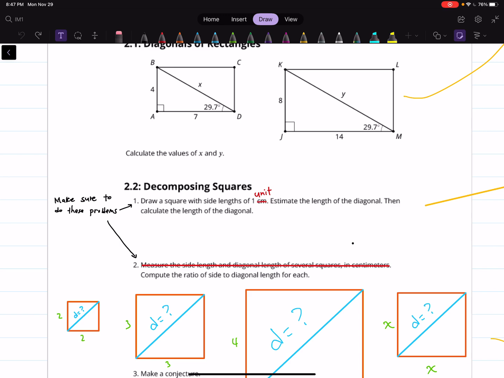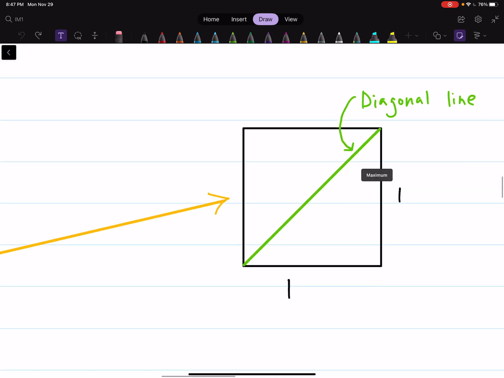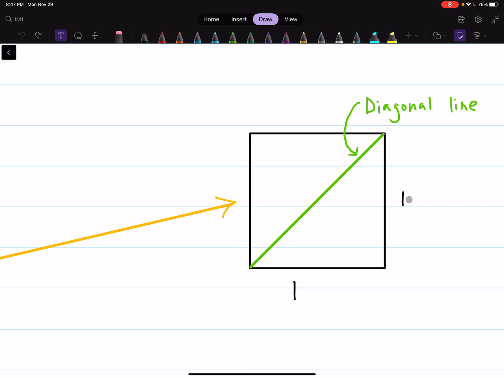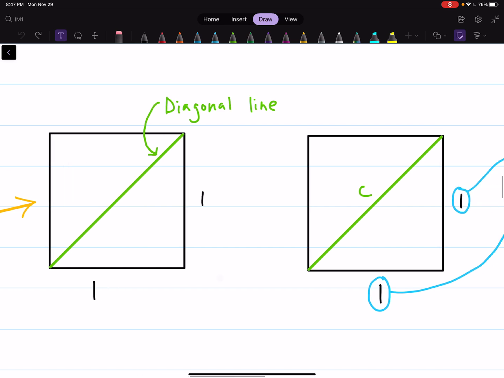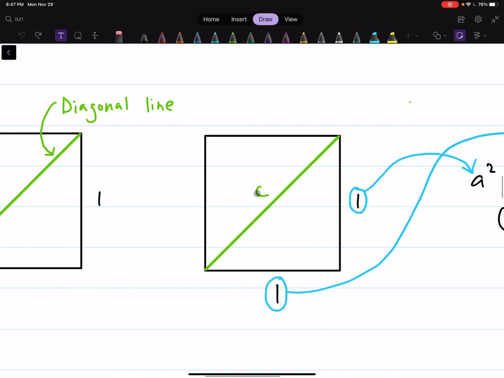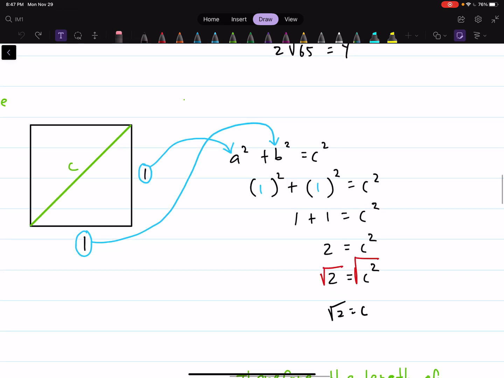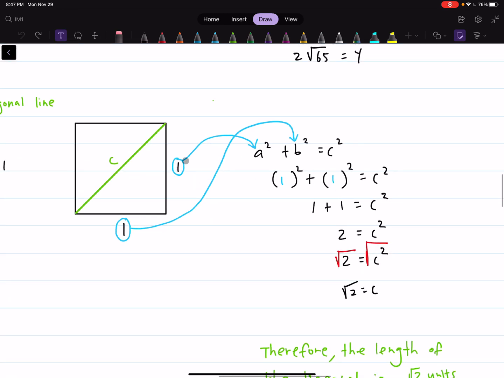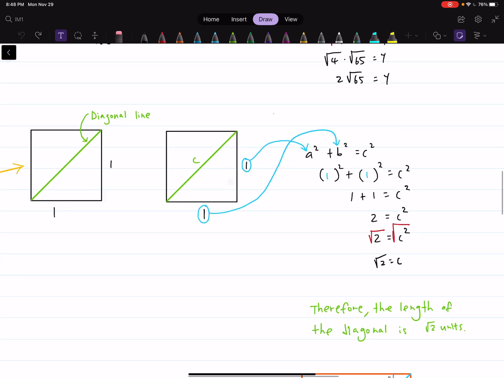Okay, so I'm going to show you how I did that. You see a square, with a length of 1 on each side. I drew a diagonal line, and I got 1 here, and then I got c for the hypotenuse. Then I substitute these legs into the Pythagorean theorem, which is a squared plus b squared equals c squared. I put the 1 and 1 right there: 1 squared plus 1 squared. 1 squared is 1, and 1 squared is 1, is equal to c squared. Take the square root of both sides, and c is the square root of 2. So c right here is the square root of 2.